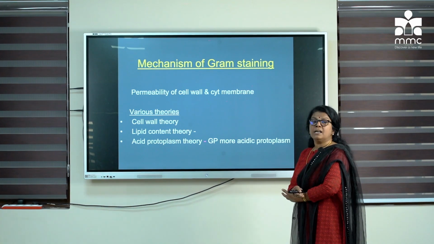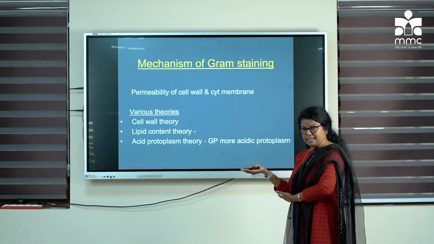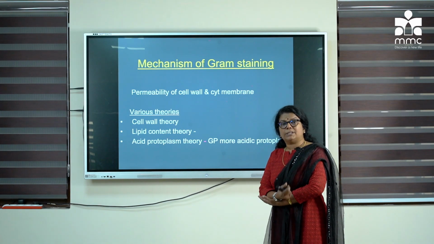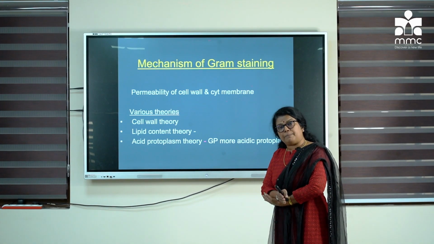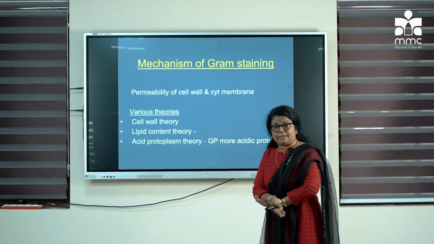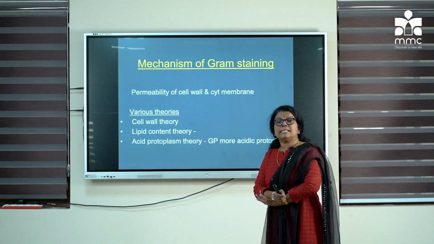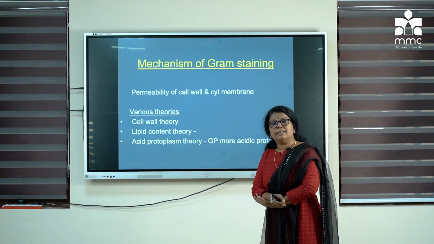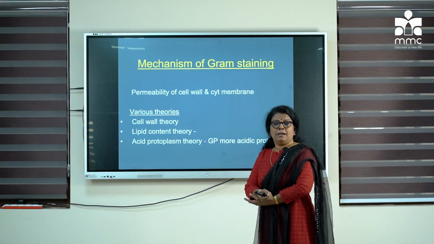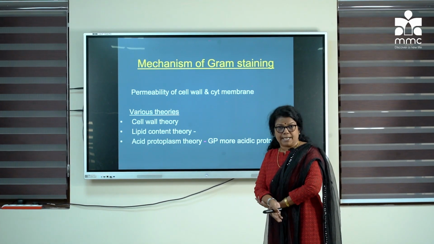We can explain this gram reaction using various theories like the cell wall theory, lipid content theory, and acid protoplasm theory. In gram positive bacteria, the cell wall is very thick and that helps the bacteria to retain the primary stain. Whereas in gram negative bacteria, the cell wall contains more lipid, and your decolorizing agent is a lipid solvent. So during the decolorization step, minute pores are created in the cell walls of gram negative bacteria, and the primary stain is lost out of the cell.